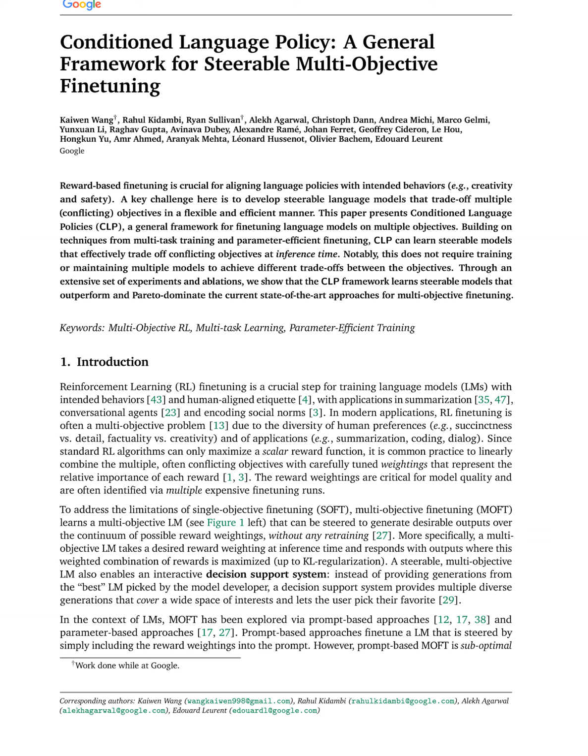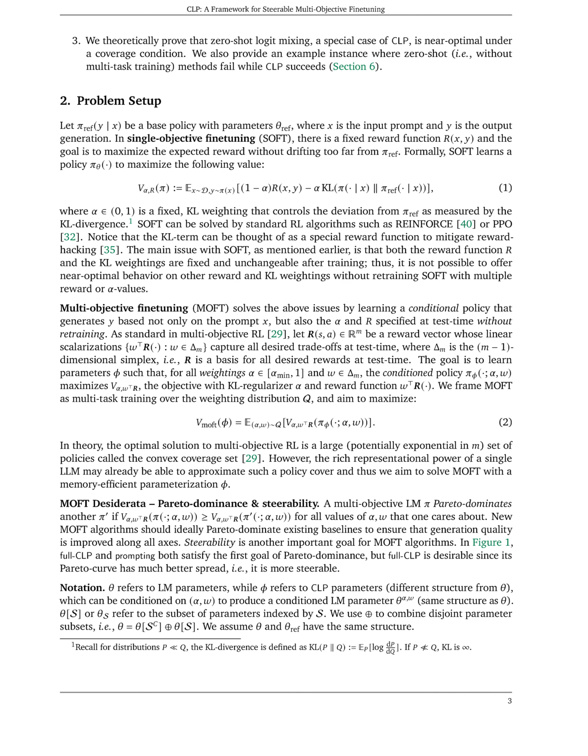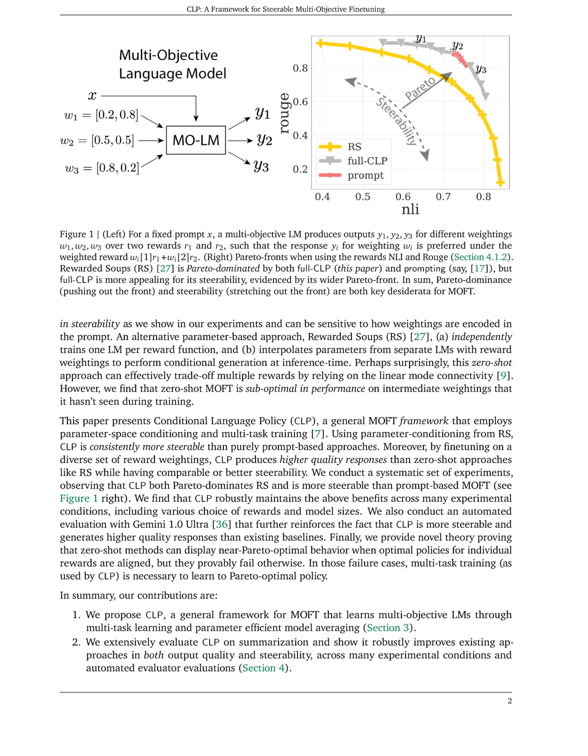Conditional language policy, CLP, aims to address the limitations of single-objective fine-tuning, SOFT, and existing multi-objective approaches by enabling a language model, LM, to generate outputs based on varying reward weightings without the need for retraining. SOFT is constrained by fixed reward functions and KL weightings, making it incapable of adapting to different objectives post-training. In contrast, CLP employs multitask training and parameter space conditioning, allowing it to learn a conditional policy that can maximize a weighted combination of multiple rewards at inference time.